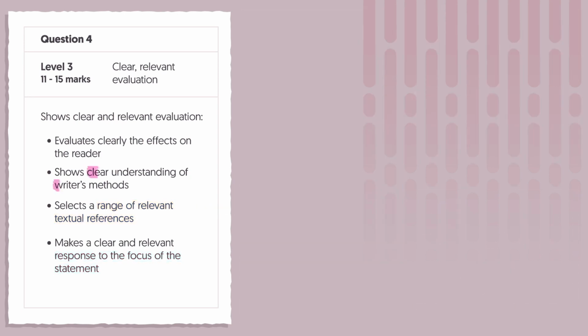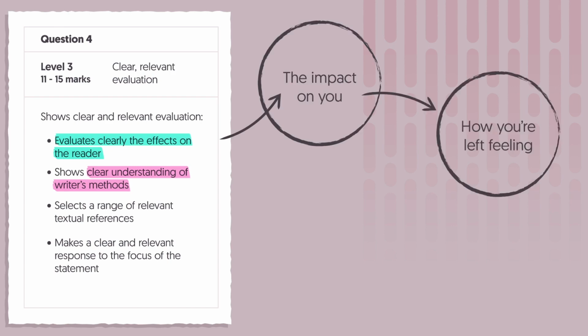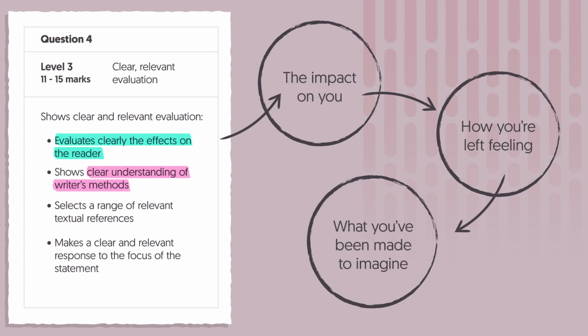The top 2 bullet points ask you to think about the techniques the writer has used in the extract and how they help to create the impression. They also ask you to weigh up what the effects are on the reader. In other words, the impact on you, how you're left feeling or what you've been made to imagine.